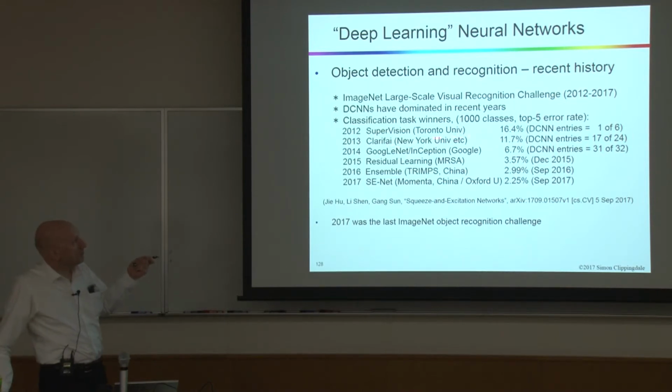These people from New York University got an error rate of 11.7%, so some pretty significant progress. Then the GoogLeNet that we just looked at came along. Now 31 of the 32 entries into this competition were deep learning entries, and the error rate's down to single figures. Microsoft Research comes along the next year with that residual learning and more or less halved the error rate, which is a very, very significant difference there.